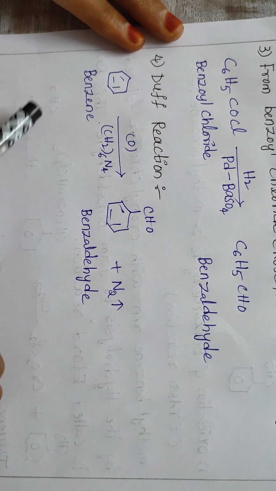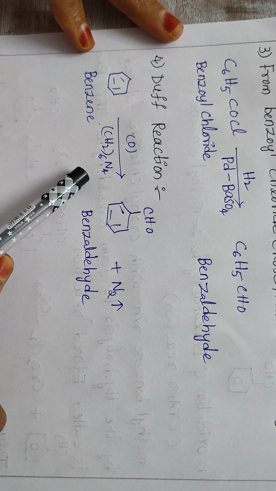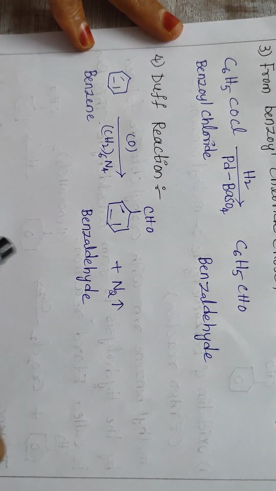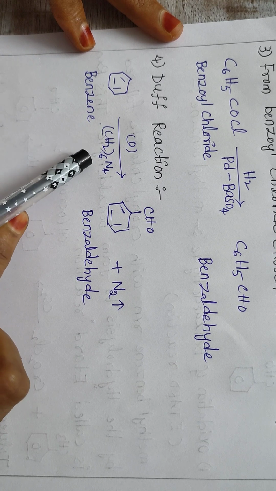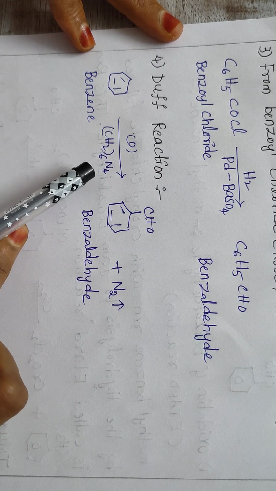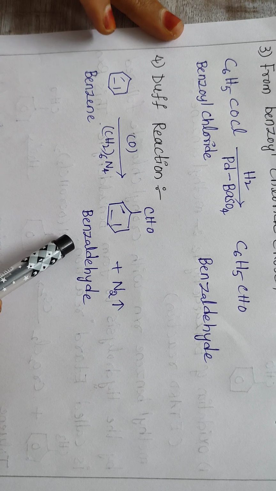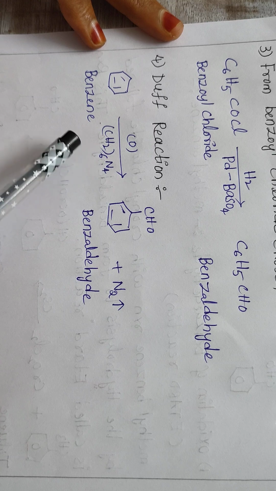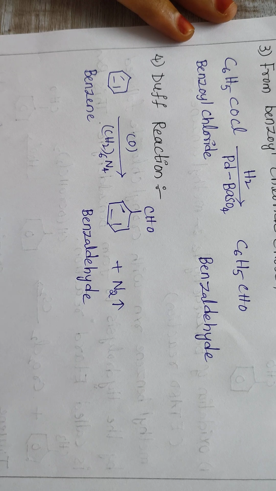Next, the Duff reaction. Benzene undergoes oxidation in the presence of hexamethylenetetramine, (CH2)6N4, to form benzaldehyde. So this is the preparation methods of benzaldehyde.